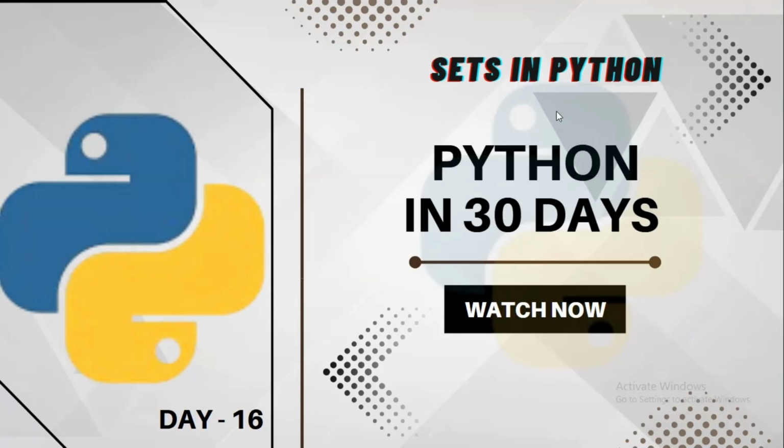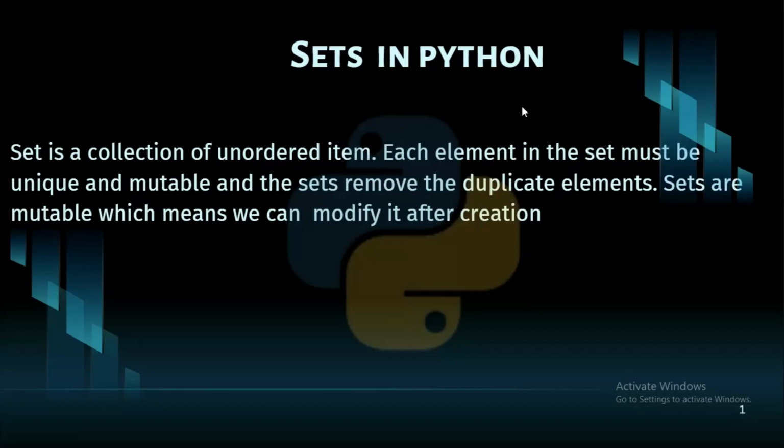Let us understand what a set in Python is. A set is a collection of unordered items. Each element in the set must be unique and immutable. Sets remove duplicate elements. Sets are mutable, which means we can modify them after creation. Sets are useful when you need to store distinct elements and perform operations like union, intersection, and difference efficiently.